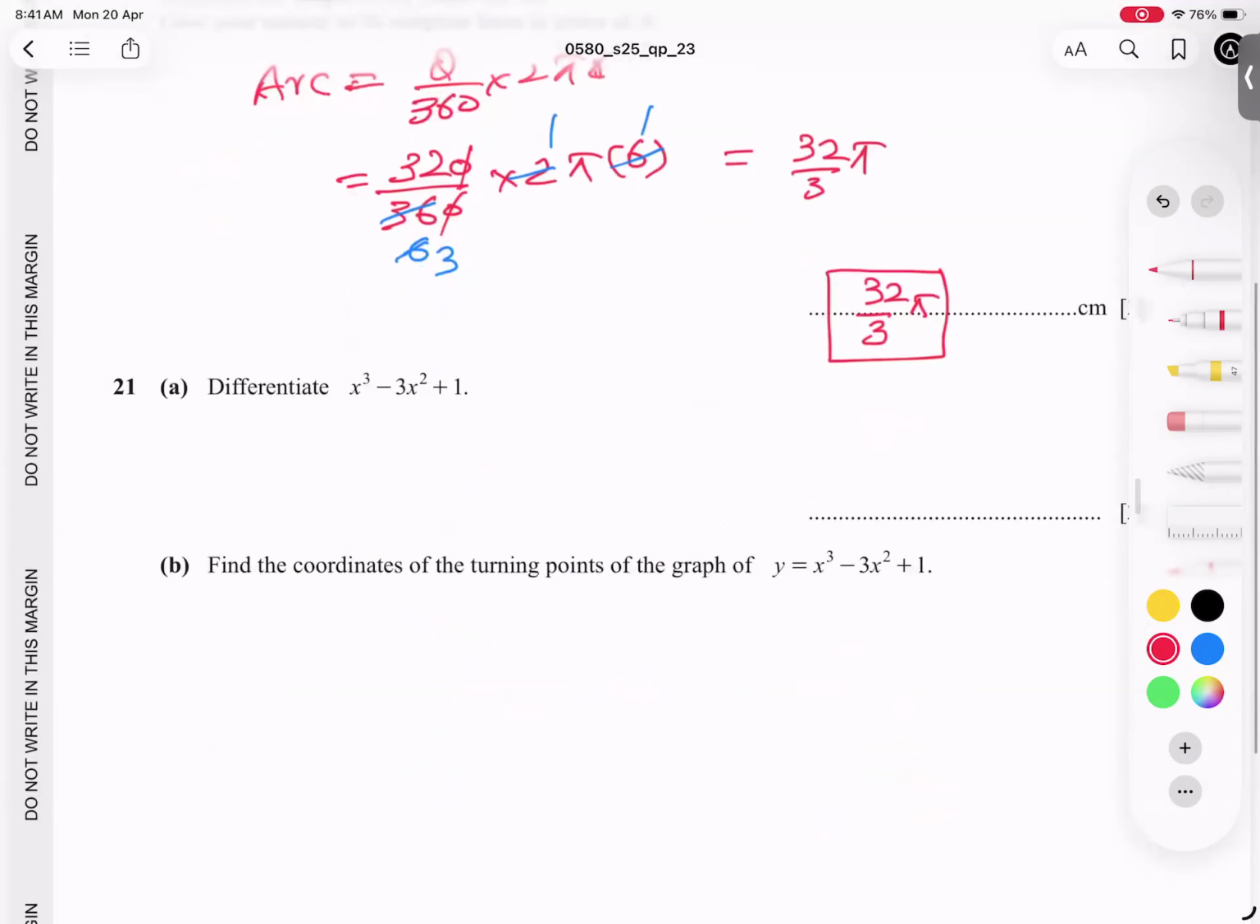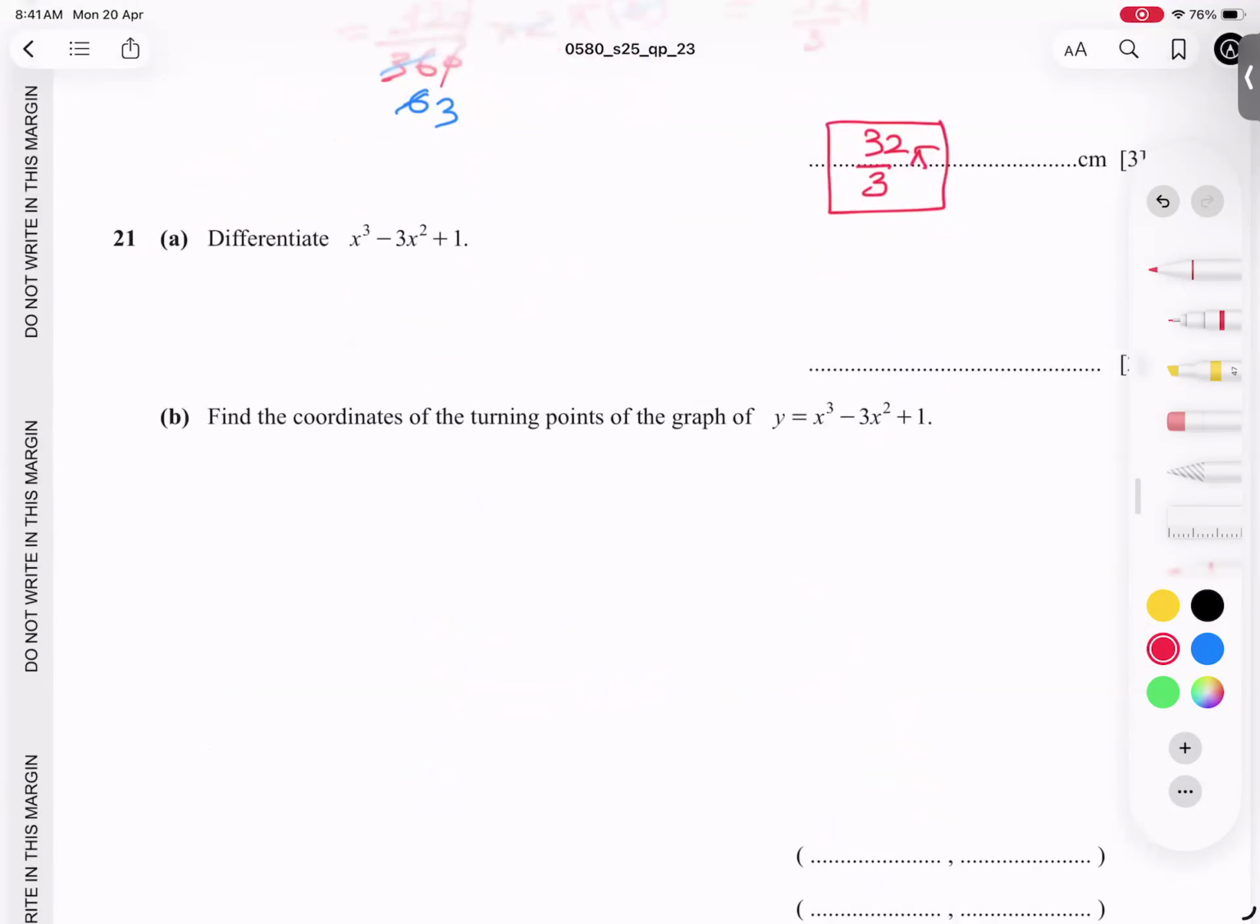So let's talk about question number 21. Very important topic, differentiation. What is differentiation of x cubed? 3 will come down and power 1 less. 2 will come down, multiply with the 3, so 6, and power 1 less. You write this one or you don't write, and 1 becomes 0. This 0 you write or you don't write, no problem. So my first answer is this.